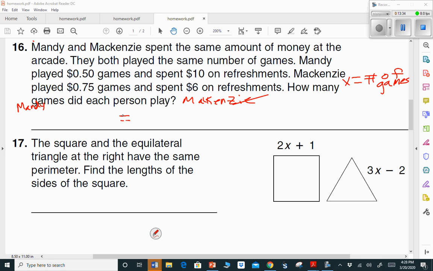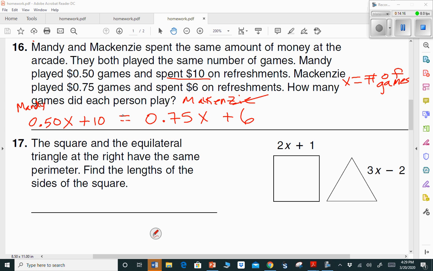Okay, always read the question again. Mandy and Mackenzie spent the same amount of money at the arcade. They both played the same number of games. Mandy played 50-cent games. The way we're going to write that, that's 50 cents times the number of games she played. So that tells what she spent on games. And she spent $10 on refreshments. So we're going to add that on, and $10. The other person, Mackenzie, played 75-cent games. So that's going to be 0.75 times the number of games, and spent $6 on refreshments.